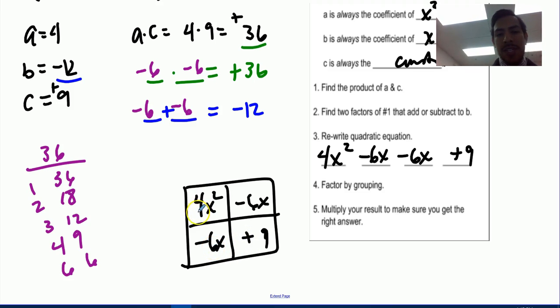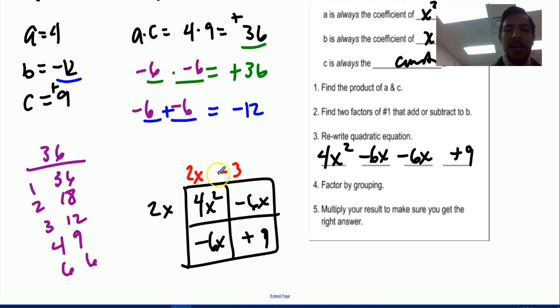In the top row, it looks like 4 and 6 are even, so I could take a 2 out of each one of those. For x's, I have 2 x's here, but only 1x there, so the most I could take out is 1x. The result: 4 divided by 2 is 2, so we got a 2. x squared divided by x is 1x. Negative 6 divided by 2 is a negative 3, and x divided by x is nothing.